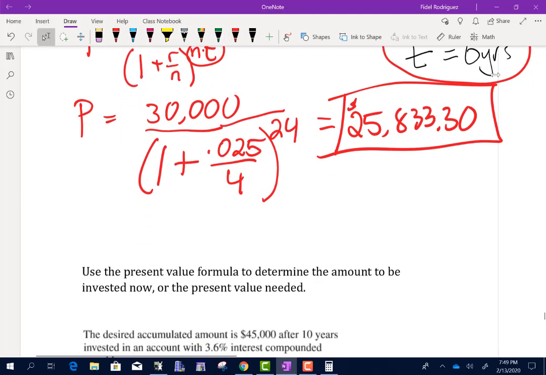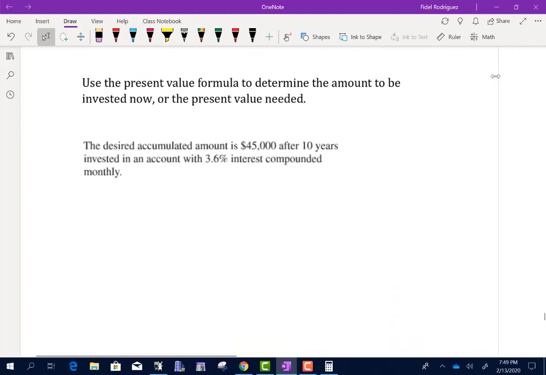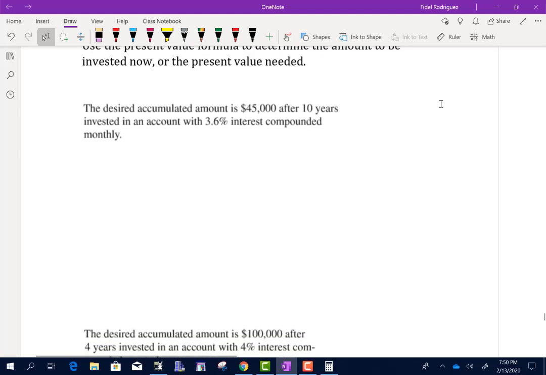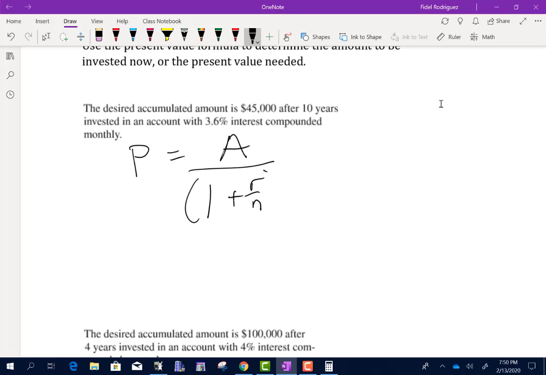All right, let me scroll down, okay, and it says, for the next problem, it says, use the present value formula to determine the amount to be invested now or the present value needed. So let's take a look. It says the desired accumulated amount is $45,000 after 10 years, invested in an account with 3.6% interest compounded monthly. All right, so first thing I'm going to do, I'm going to write down my formula. So it's P equals A, 1 plus R over N to the power N times T.